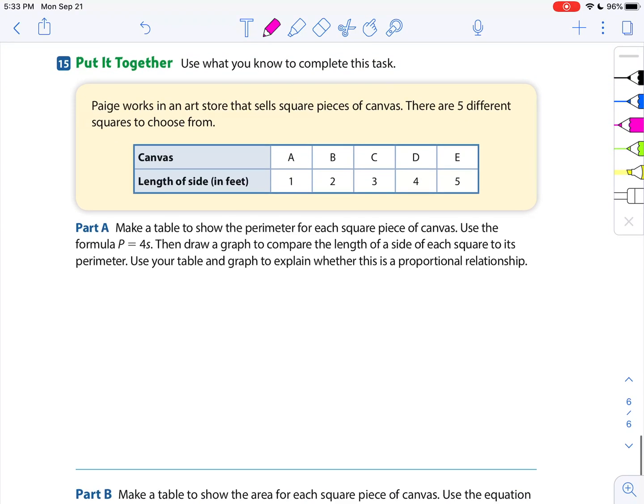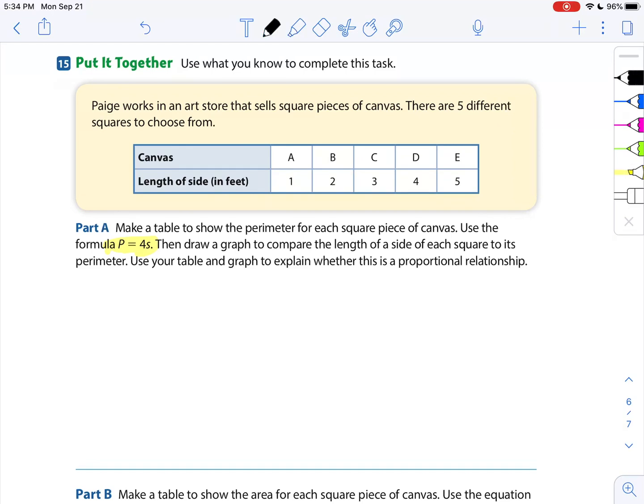Paige works in an art store to sell square pieces of canvas that are 5 squares to choose from. Part A wants us to make a table to show the perimeter for each square of canvas and use the formula P equals 4S. Then it wants us to draw a graph to compare the length of the side of a square to its perimeter and use the table and graph to explain if it's proportional or not.